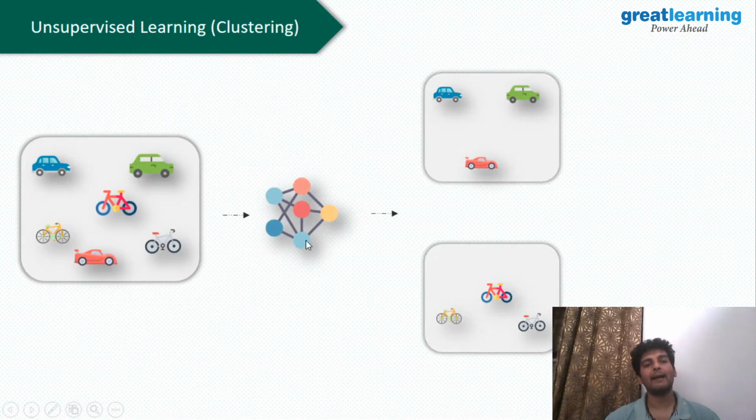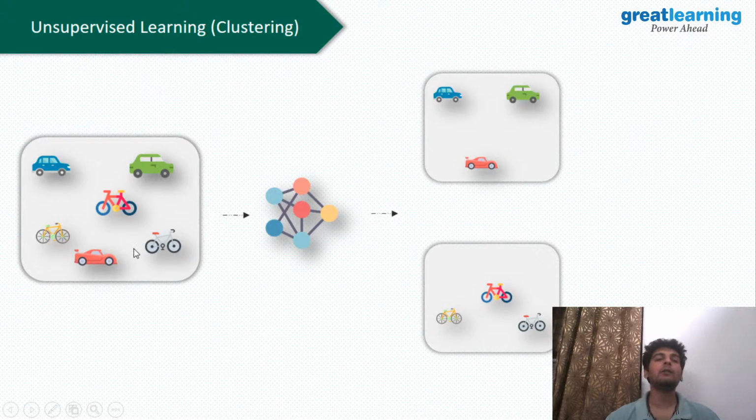Now I go ahead and build an unsupervised learning algorithm on top of this. And this is basically a clustering algorithm. So when I build this clustering algorithm on top of this data, this clustering algorithm is able to divide this into two clusters or two groups. The first cluster comprises all of the cars. The second cluster comprises all of the bicycles.